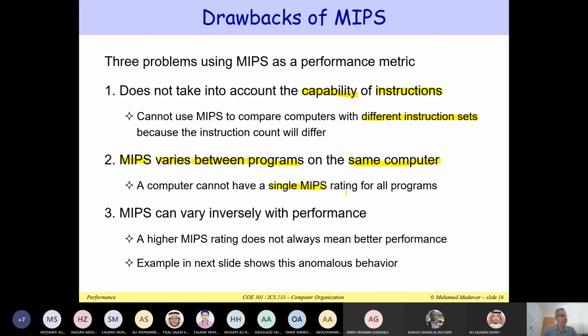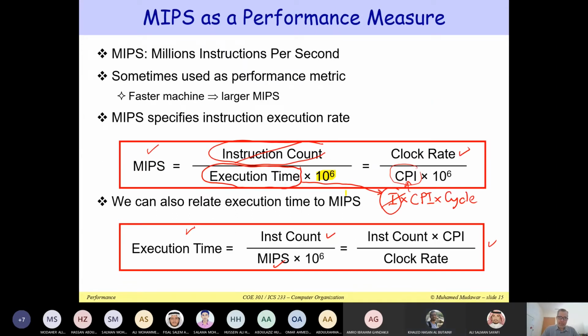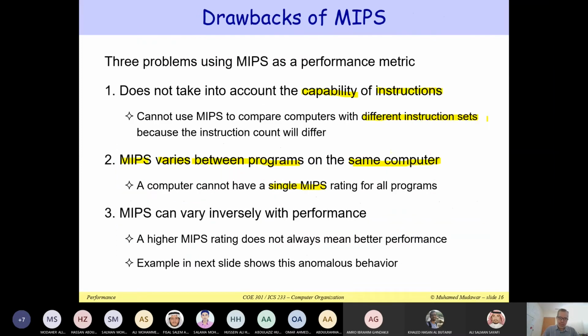Can you tell me why? Because the CPI is different for each class? Yes. We have seen in the previous slide that the MIPS here depends on the clock rate and the average CPI. And there is no fixed CPI for all programs. So the CPI is going to change from one program to another, and for this reason, the MIPS rating is also going to change. There is no fixed CPI and there is no fixed MIPS rating for all programs. So it will vary.